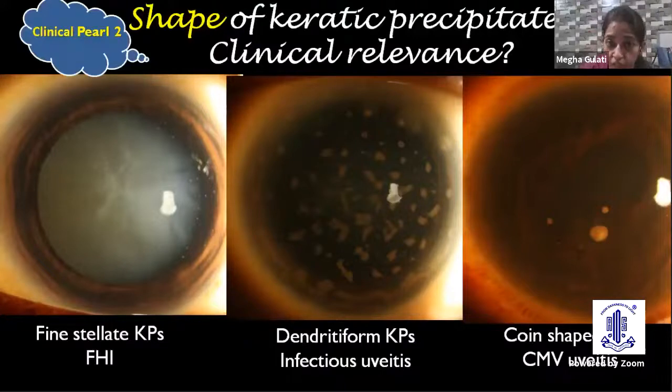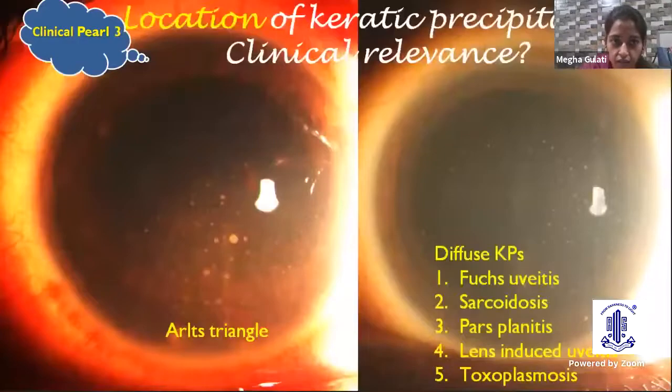And if it is coin shape, think of CMV anterior uveitis. Third clinical pearl: what is the clinical relevance of location of keratic precipitates? As we discussed, the characteristic distribution is the Arlt's triangle distribution. But if we see diffuse keratic precipitates, think of Fuchs uveitis, sarcoidosis, pars planitis, lens-induced uveitis, and toxoplasmosis.